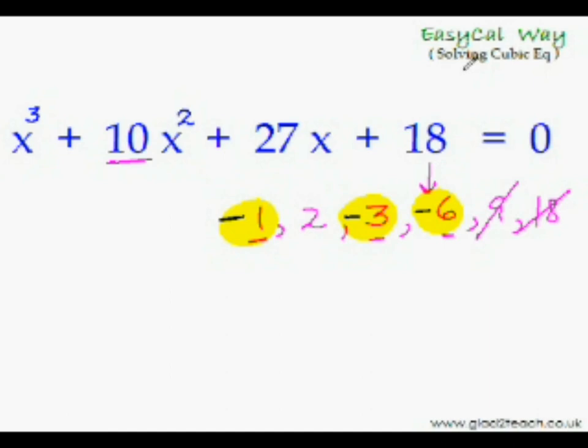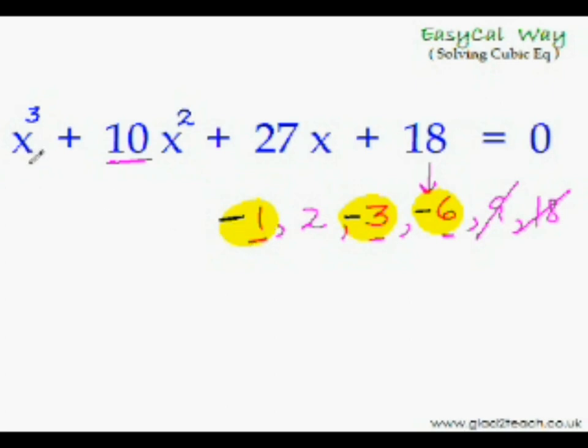By the way, you can very quickly double check your answer as well. All you have to do is put these values of x in this equation. So if the left hand side comes out equal to the right hand side, that is 0, then the answer is 100% correct. Let's first put x equal to -1.